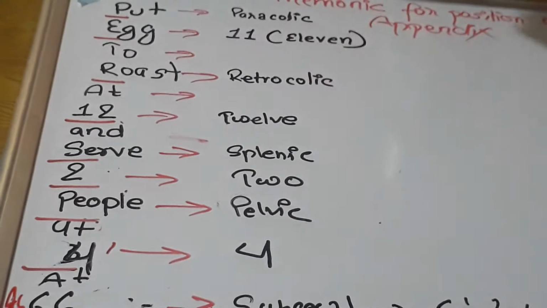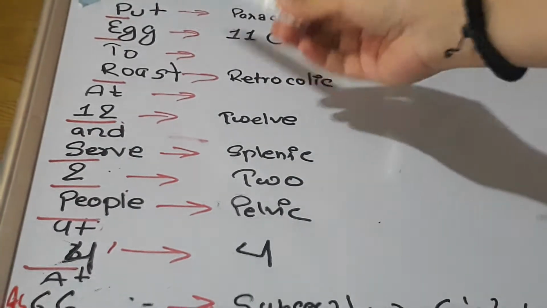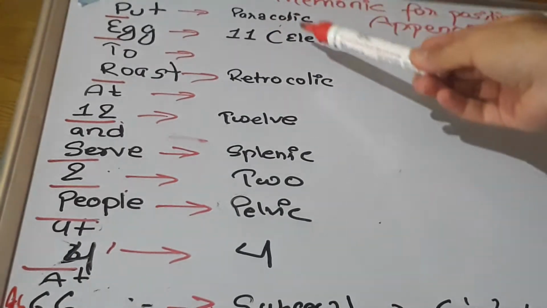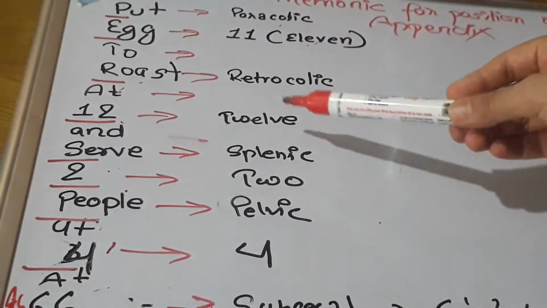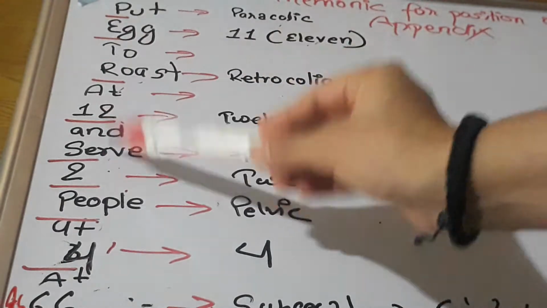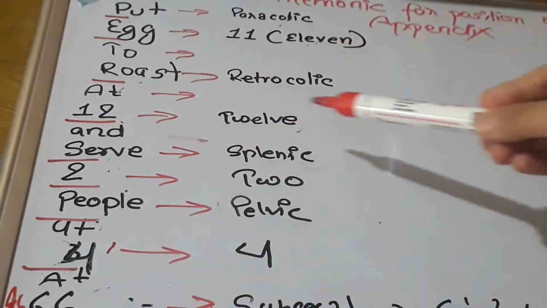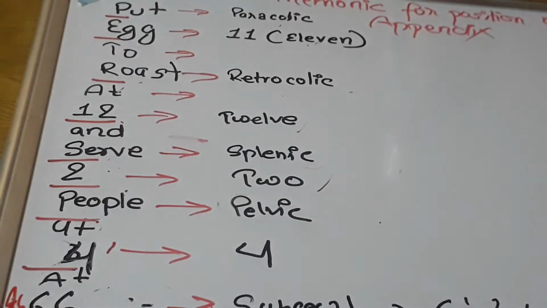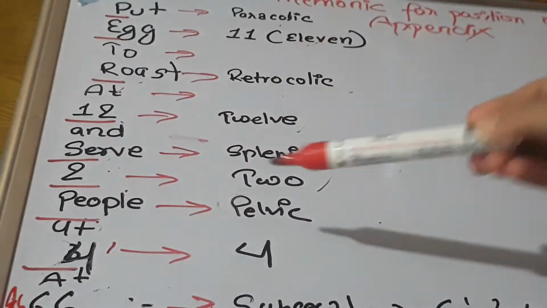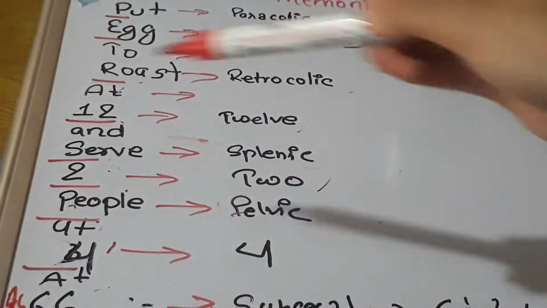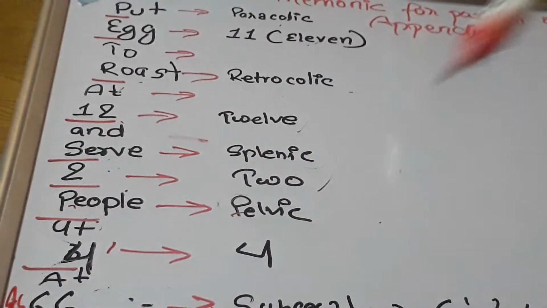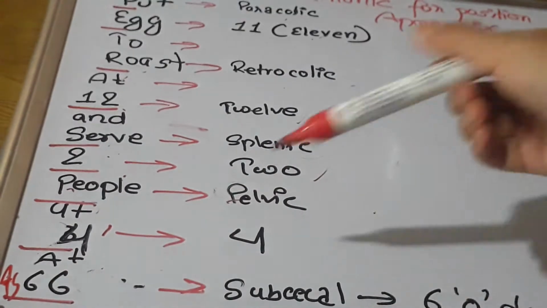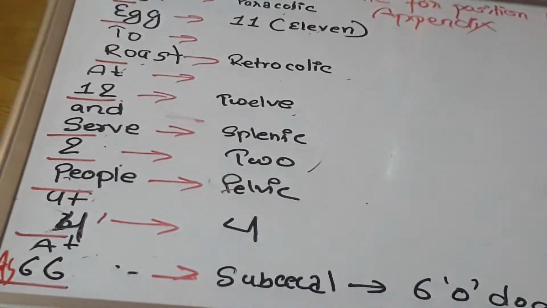So put stands for paracolic position, which signifies 11 o'clock. Now roast, R stands for retrocolic position, which signifies 12 o'clock position. Now the serve stands for splenic position, which looks like 2 o'clock position in the clock. People stands for pelvic, P-E-P, pelvic, 4 o'clock position. 66 means subcecal. It is in the subcecal area, so it is pointing towards subcecal area and it looks like 6 o'clock position. So this is the mnemonic.